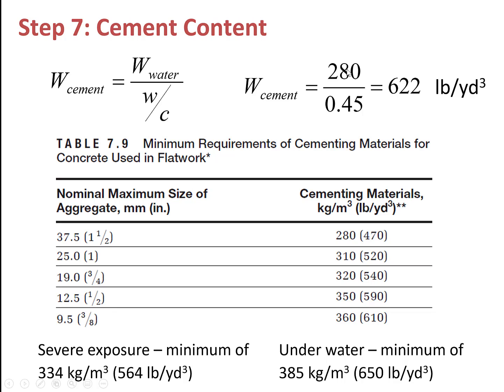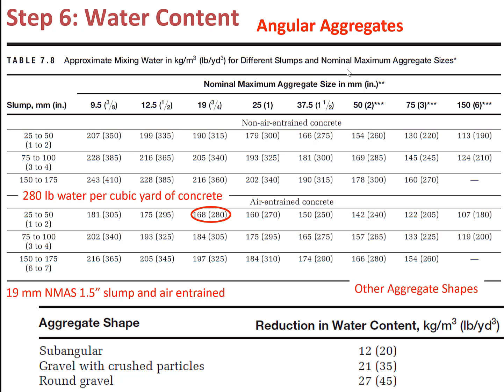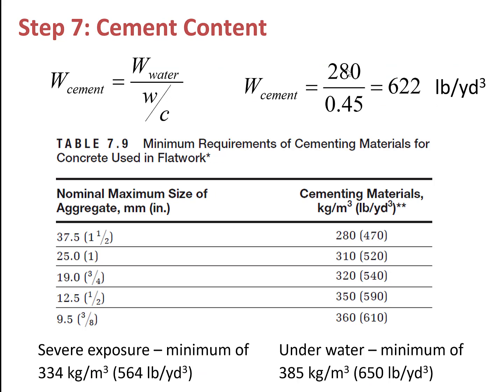So in the previous example, we need 280 pounds of water per cubic yard of concrete. So assume the water to cement ratio is 0.45, then we can calculate the amount of cement is 622 pounds per cubic yard of concrete.